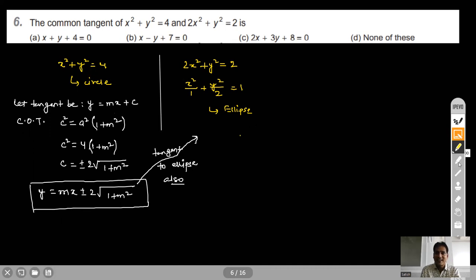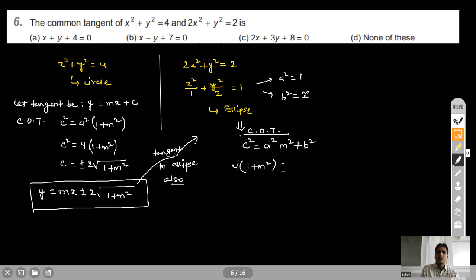So what is the condition of tangency for ellipse? Condition of tangency for ellipse is c square is equal to a square m square plus b square, right? Now, what is the value of c square? c square is nothing but 4 times 1 plus m square. Is it okay? And this must be equal to a square m square plus b square. What is a square here? a square is equal to 1 and b square is equal to 2. So this is equal to m square plus 2.